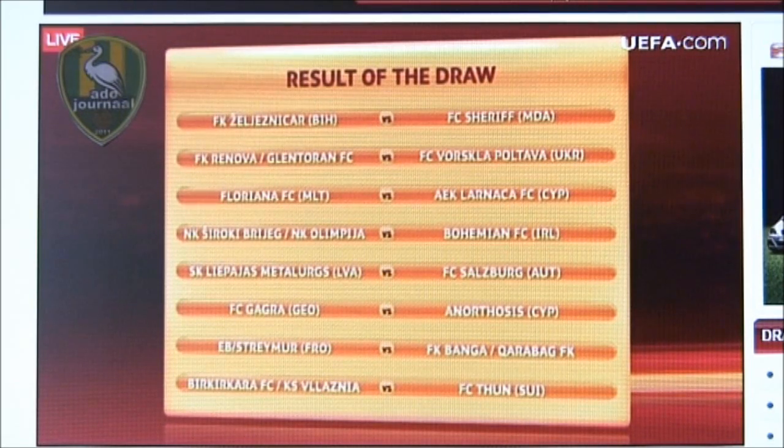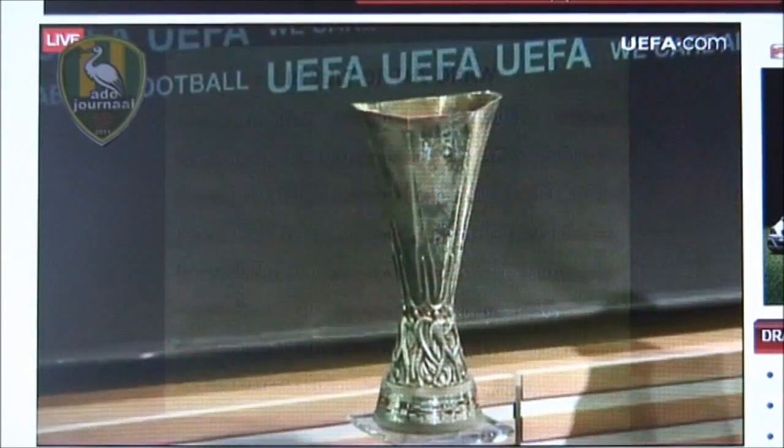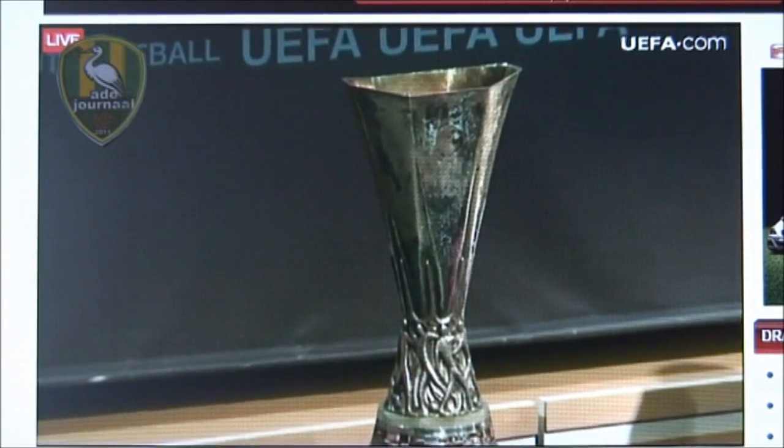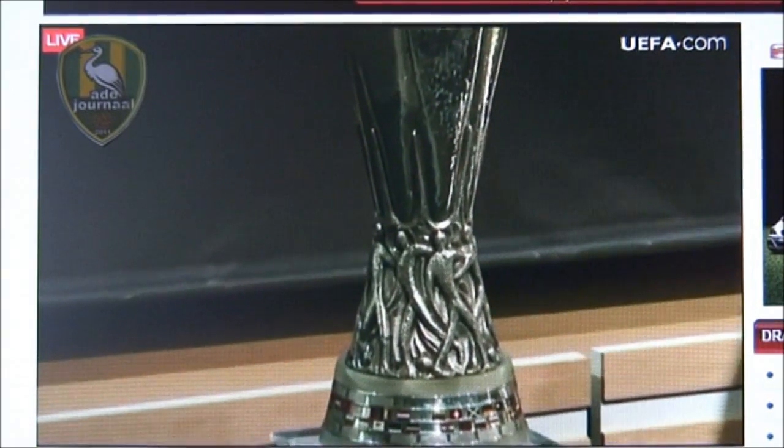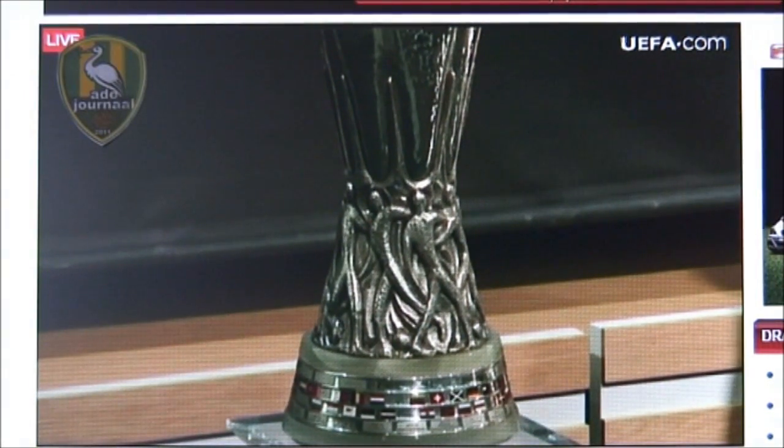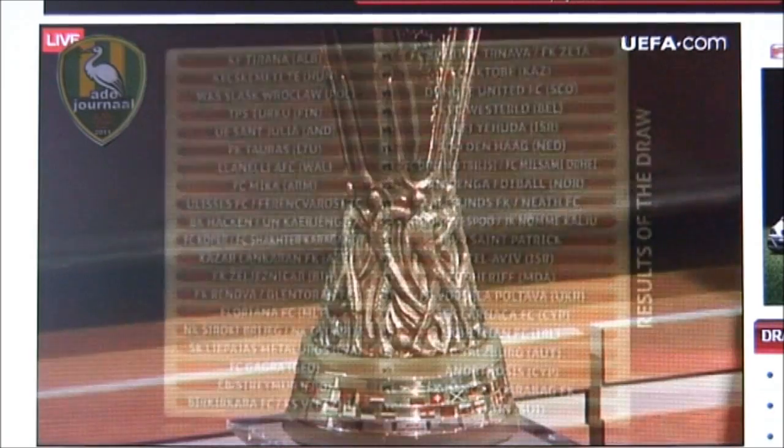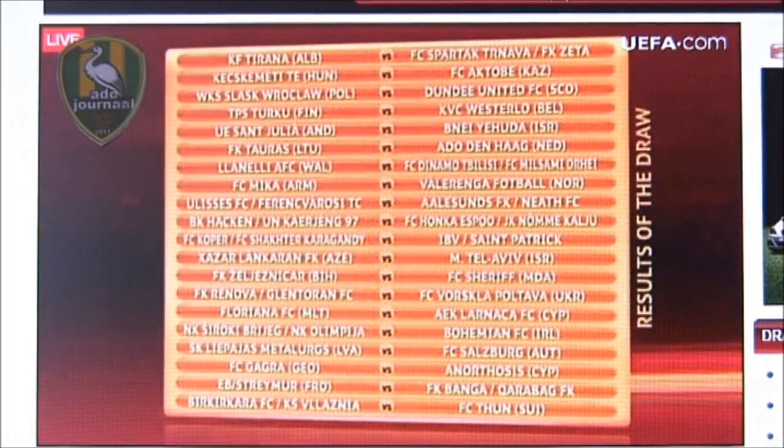So, we managed to go through it. And this completes indeed the draw for the second qualifying round matches that will be played on 14th and 21st of July 2011. The 40 winners of the second qualifying round will be qualified for the first qualifying round, and the draw will take place on 15th of July at 1:30 here in Lyon.